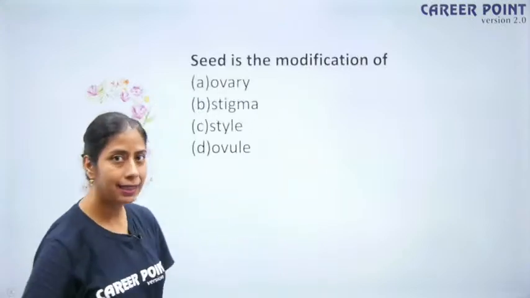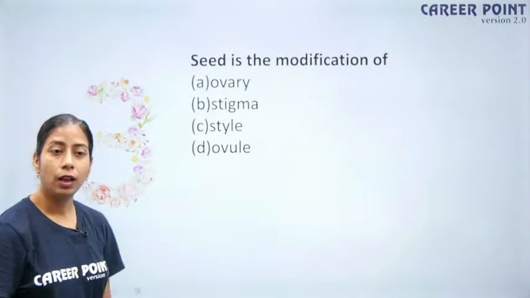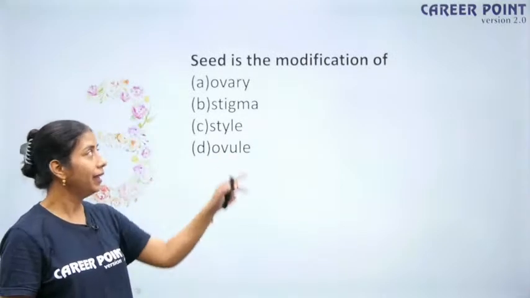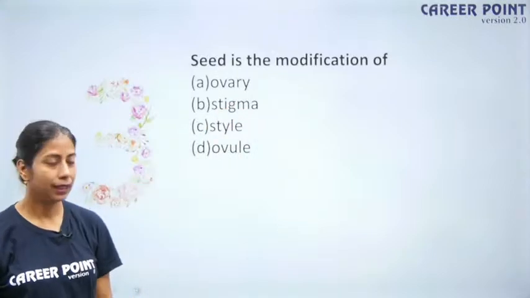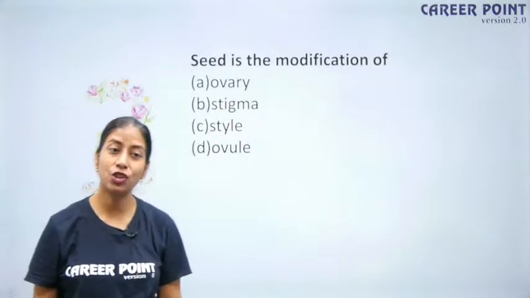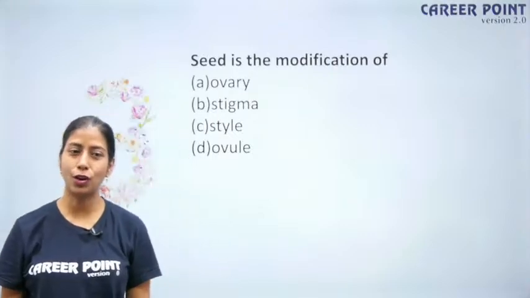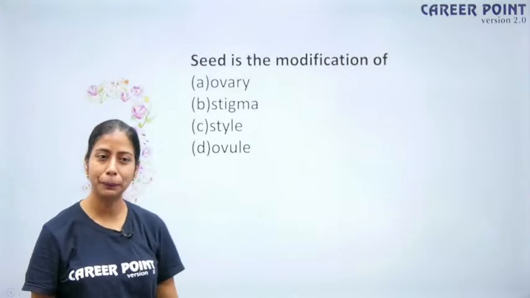Now I'm moving on to the third question. अब मैं third question पे आ रही हूँ. Let's see the third question. Here, yes, pistil and carpel you have understood, I know now. Let's see the third one. Seed is the modification of, Rishi. Yes, what is the seed is the modification of? I'm waiting for the answer.